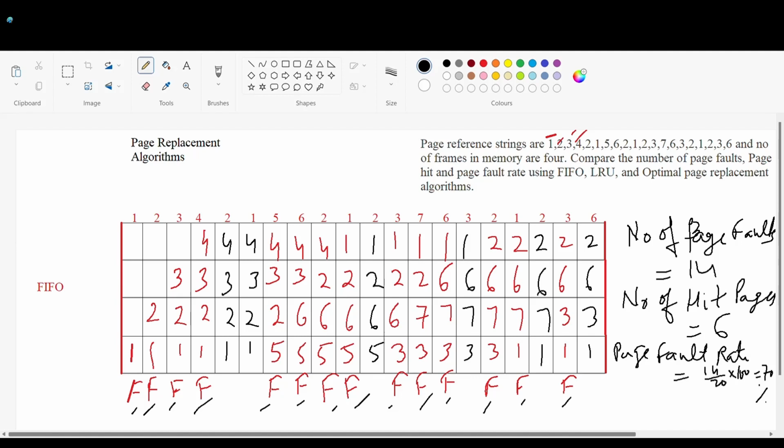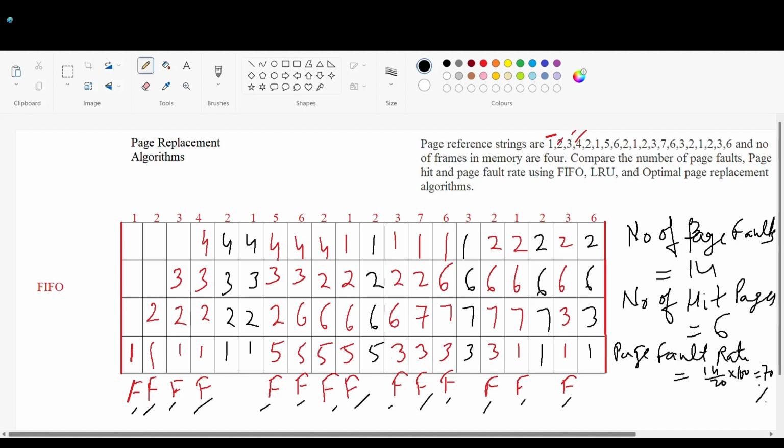Now 3. So we need to replace a page. Okay. In this case, 2 is recently used. 1 is recently used. Then 2 is also recently used. 6, then 5. So 5 is the page that is not used for a longer period of time, so 5 will be replaced by 3. Understand? 6, 2 and 1. So this is a page fault.